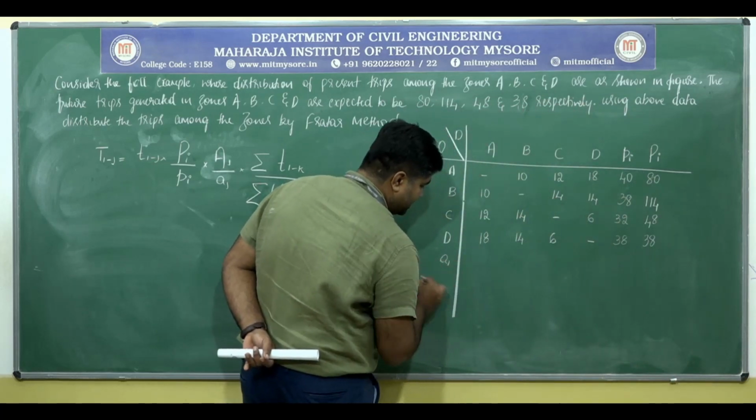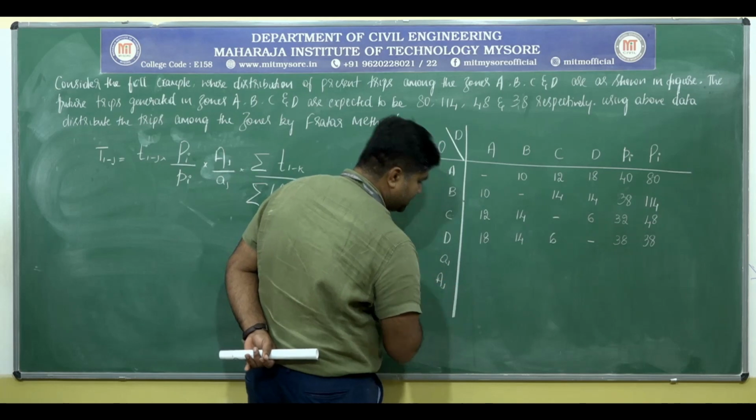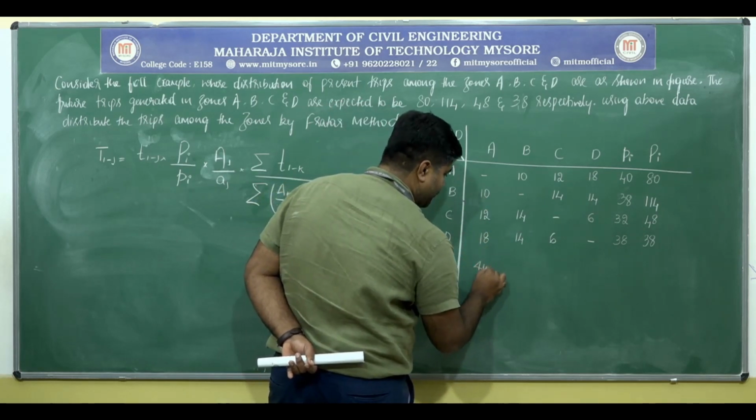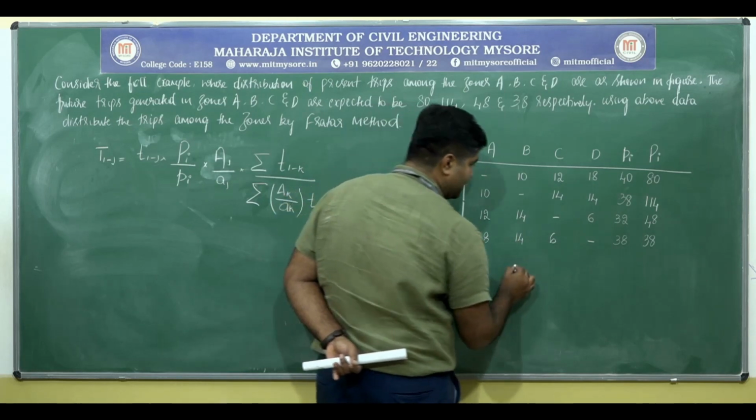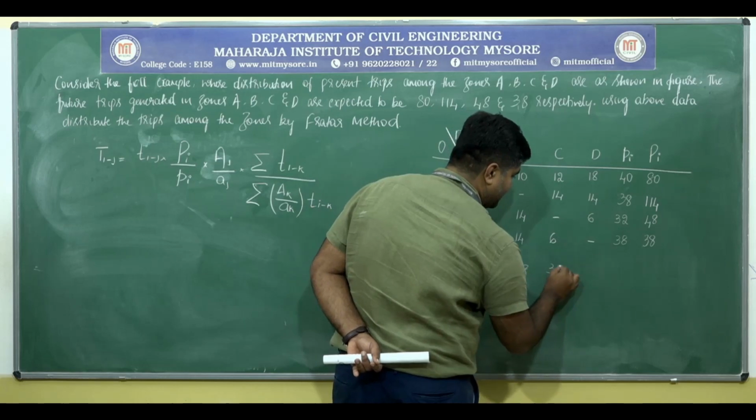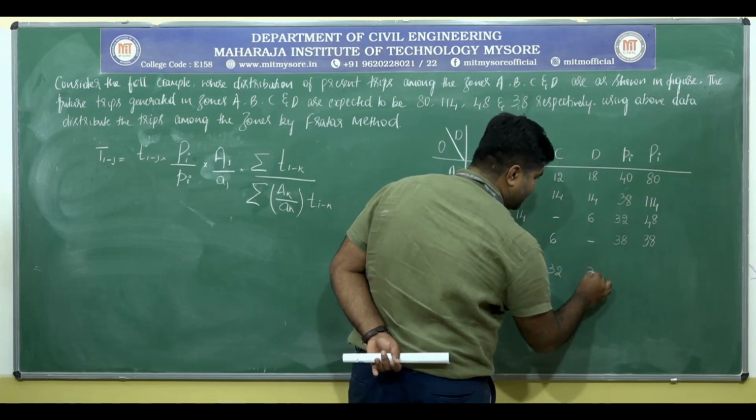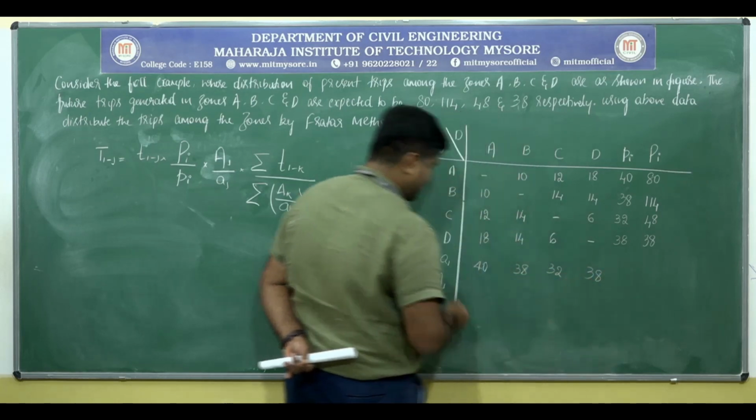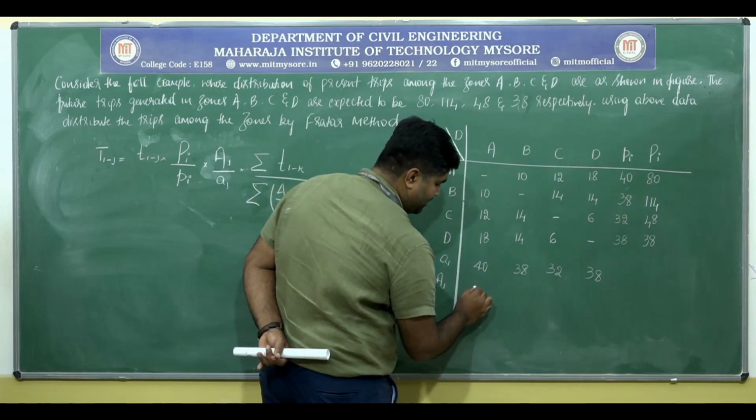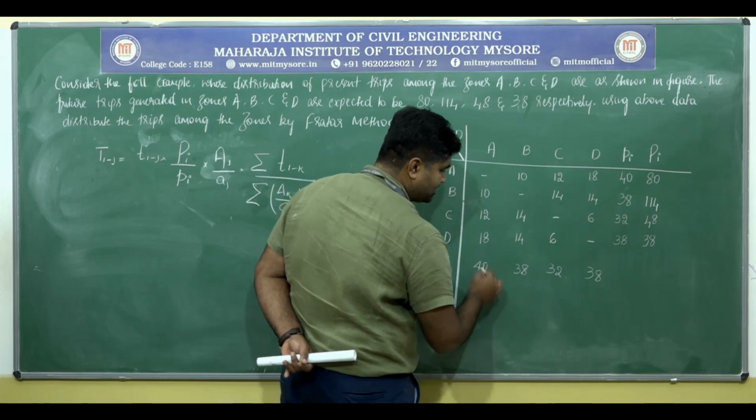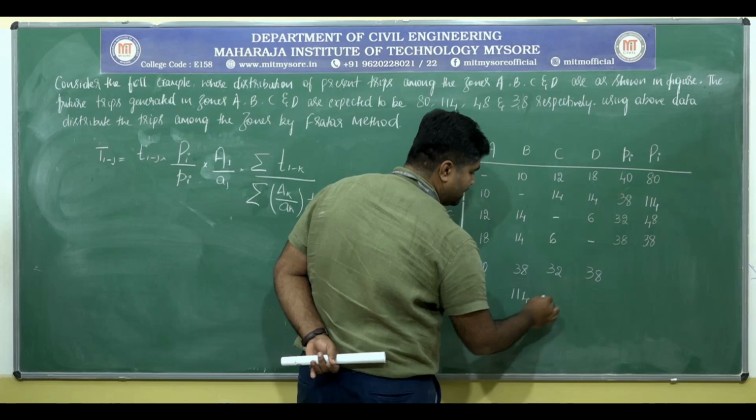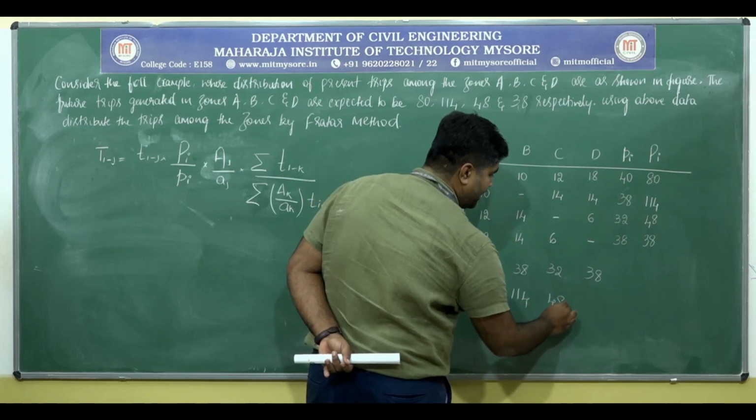Small aj, for capital Aj, will be obtained by adding this column, that is 40, 38, 32 and this will be 38. Expected means expected attracted. Whatever is 80, it will be the same. Predicted, so it will be the same: 80, 114, 48 and 38.